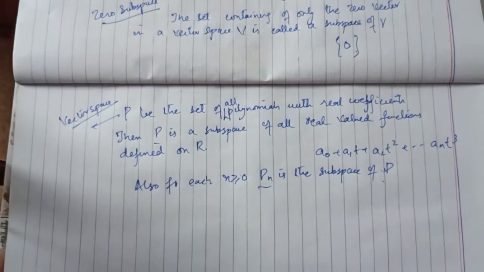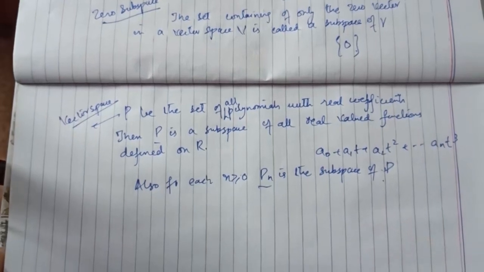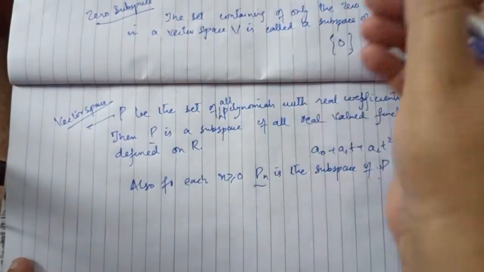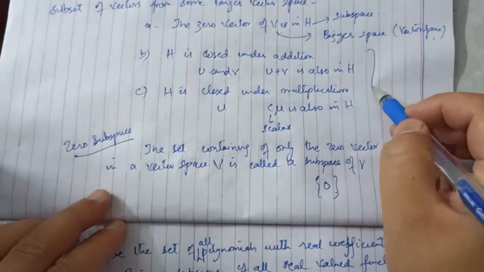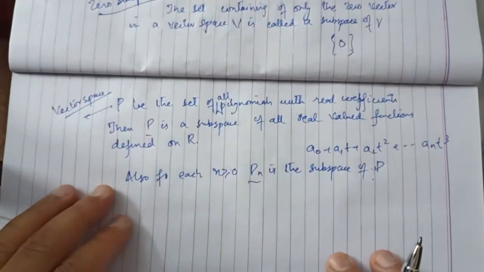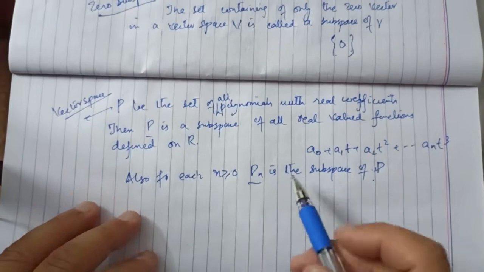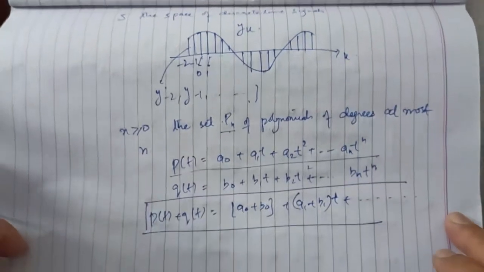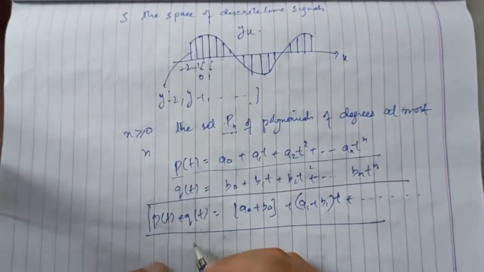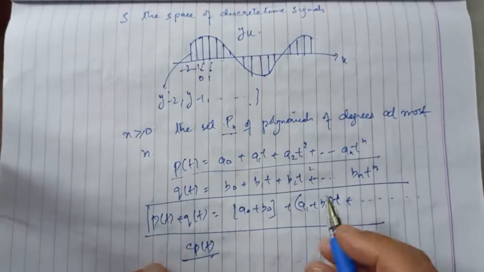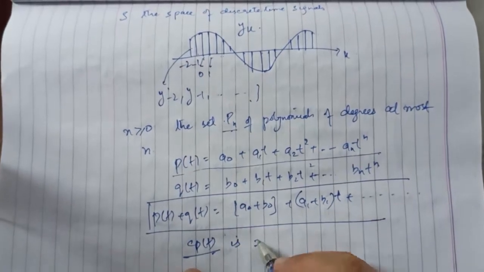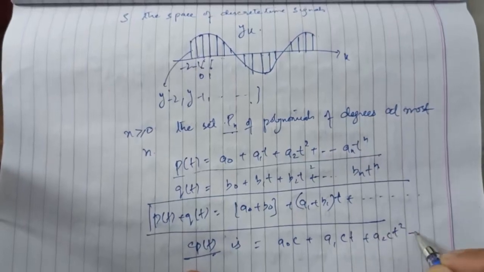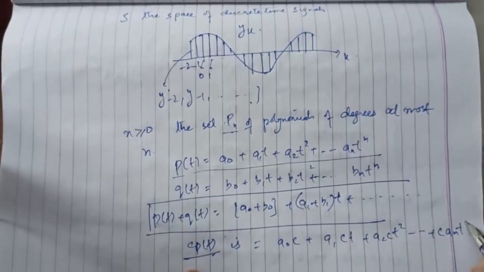Now similarly, we need to check all these three axioms for Pn. Does it really follow those three axioms? We have seen here that it actually does. For example, p of t plus q of t, and here we can say that c times p of t also becomes a naught c plus a1 c t plus a2 c t squared and up to plus c times a n t to the n. Okay.